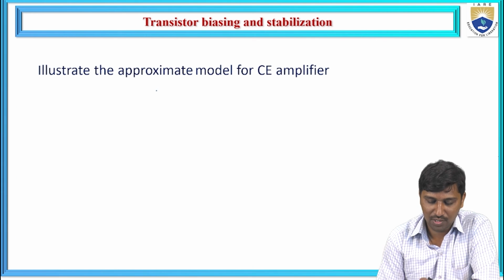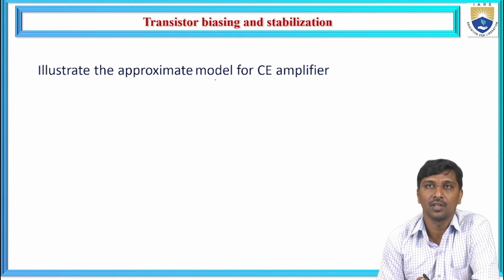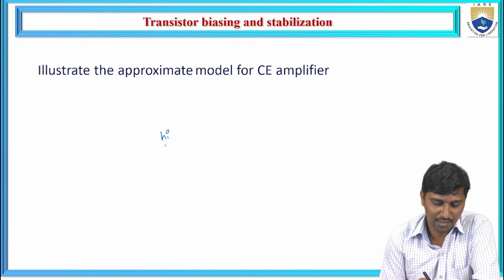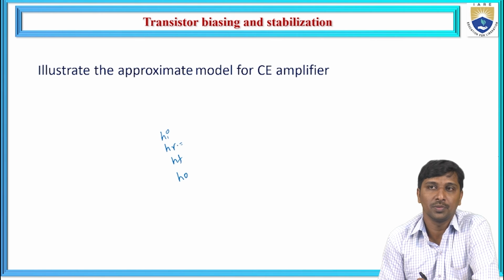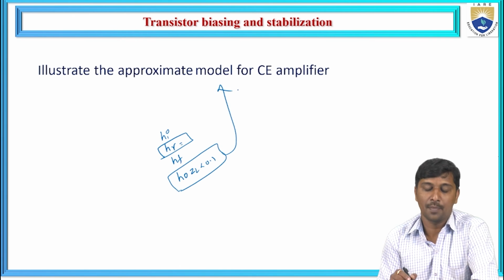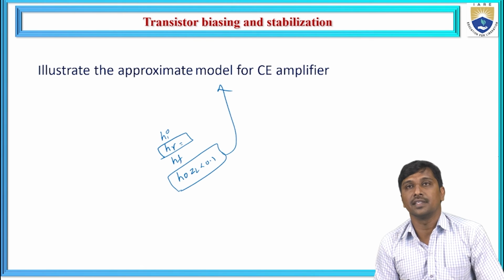Then illustrate the approximate model for CE amplifier. In this case, based on the low frequency model, we have the four h parameters: hi, hr, hf, and ho. Generally, hr is always much less than 1. Hence we neglect this reverse voltage gain, and ho is the output admittance. Here for this case, ho times ZL should be less than or equal to 0.1. Then we go for the approximated model of the configuration.